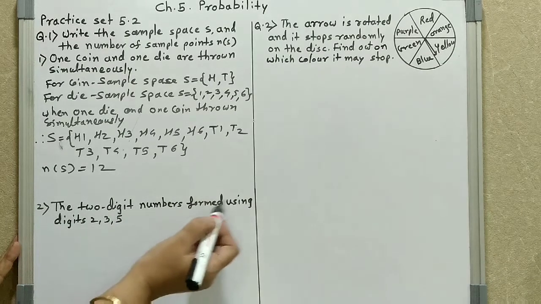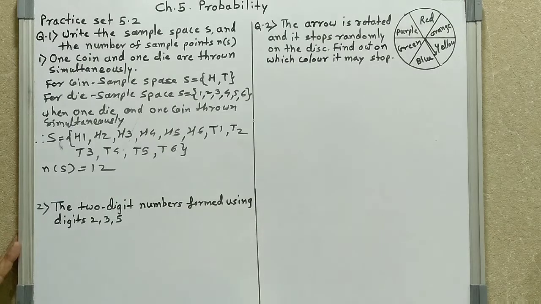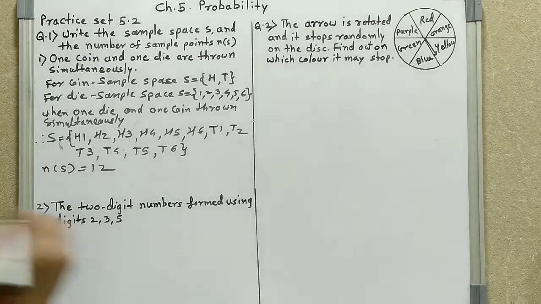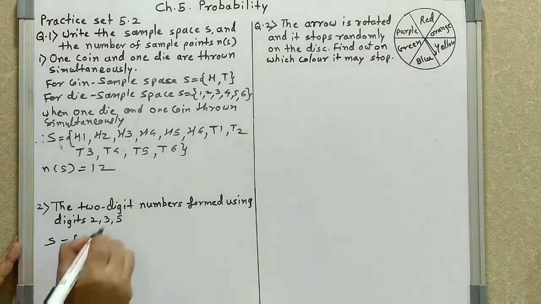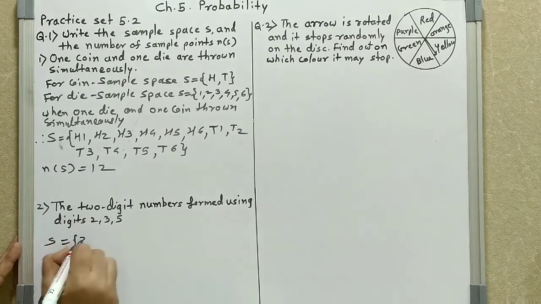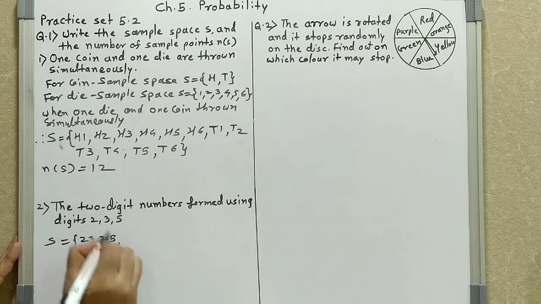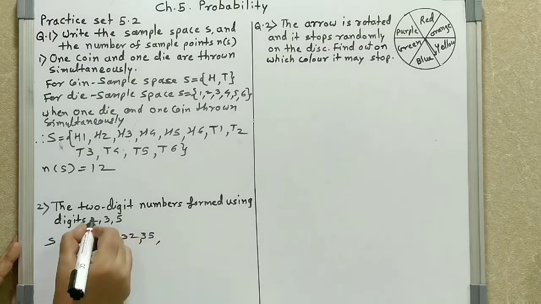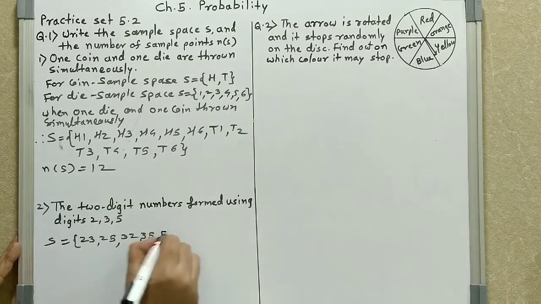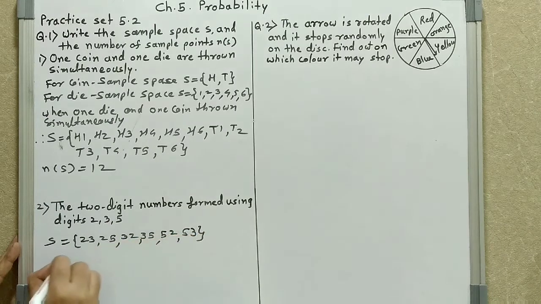The two digit numbers formed using digits 2, 3, 5. So in this question, how many numbers are given? 2, 3, 5. So we write the sample space. S is equal to 23, 25, then 32, 35, and again 52, 53. So how many numbers here? 1, 2, 3, 4, 5, 6. So the number of sample points is 6. So this is the second question.